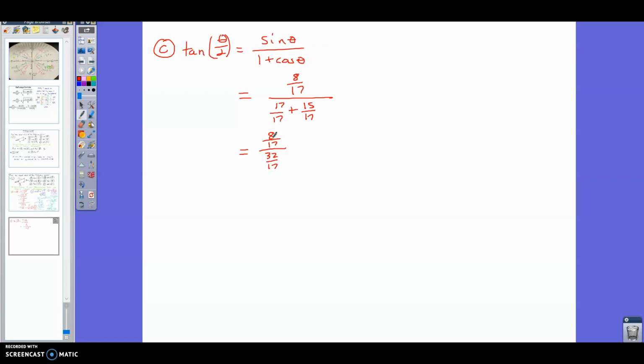So we have a fraction over a fraction, so keep, change, flip. So if we look here, they both have a 17 in common, so those cancel off to become 1s. And 8 and 32 both have 8 in common. 8 divided by 8 is 1. 32 divided by 8 is 4. So if we multiply across, 1 times 1 is 1. 1 times 4 is 4.